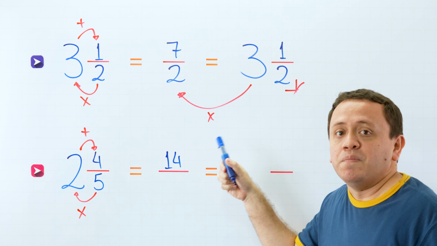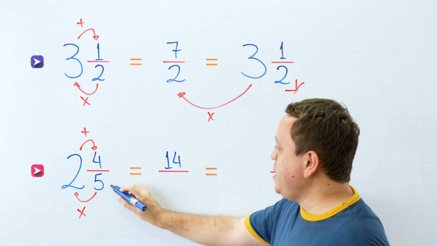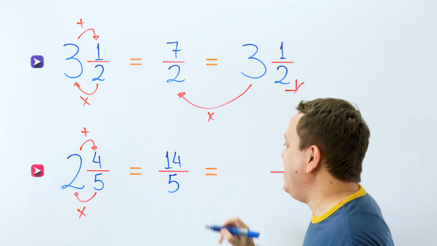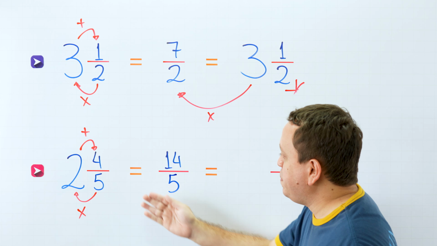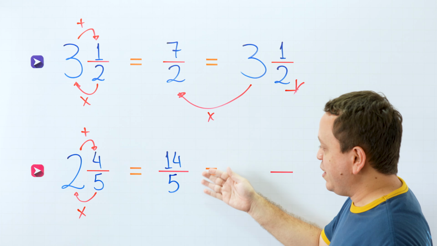14 is the numerator of the improper fraction. Finally, we keep the denominator the same, so 5 comes over here. The mixed number 2 and 4/5 is equivalent to the improper fraction 14/5.